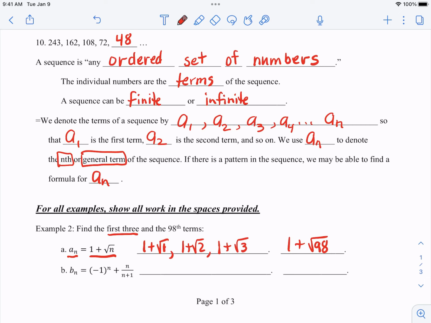The only thing we might do is that first term is actually 2. We could simplify that, but that is the pattern. And then part B, we're trying to find the first 3 terms. So again, you plug in 1, you plug in 2, you plug in 3. Now you got to be careful because this is interesting.